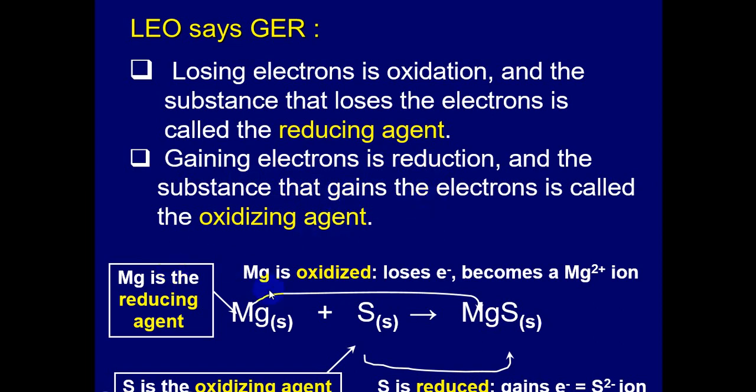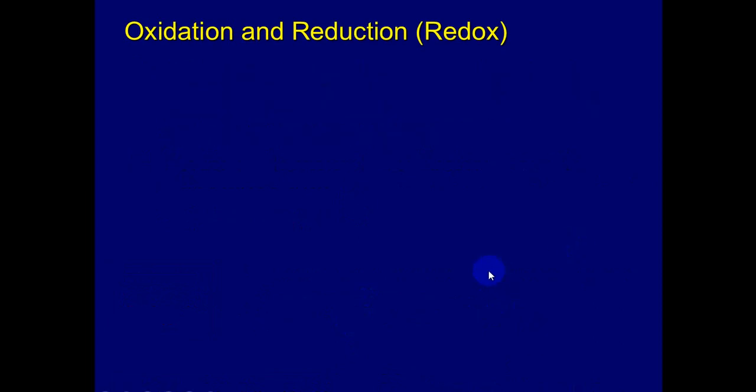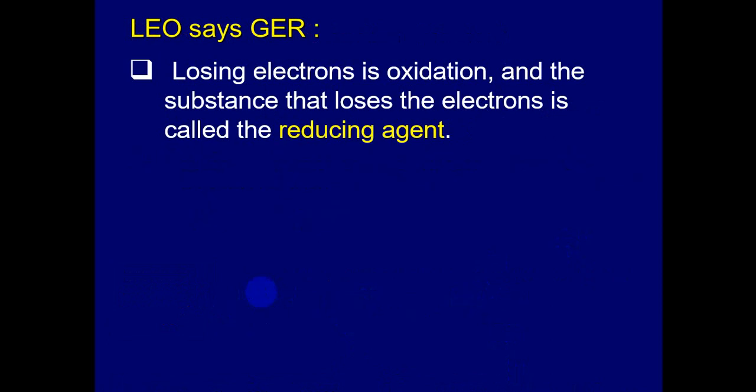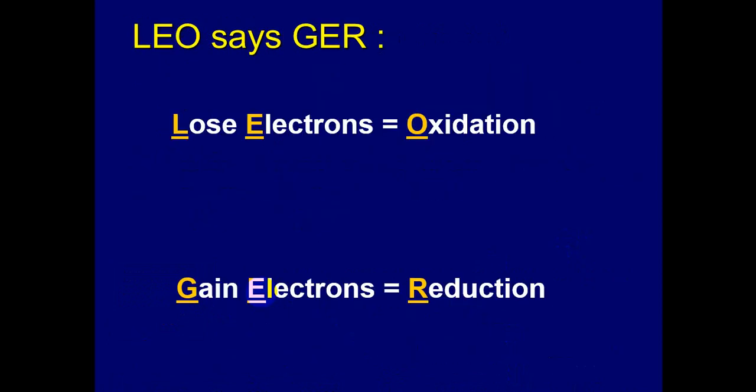Let's see by example. Magnesium to magnesium 2 plus. Magnesium is oxidized. Why is it oxidized? It loses 2 electrons to form magnesium sulfide. So magnesium will be oxidized and become magnesium 2 pluses. Let's go here. So you can see magnesium.